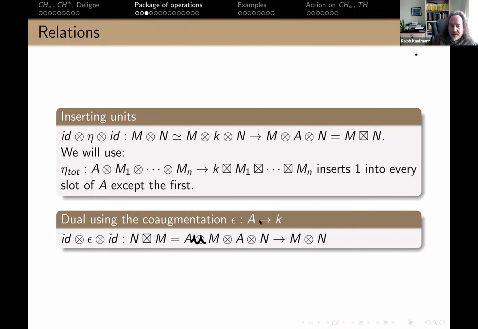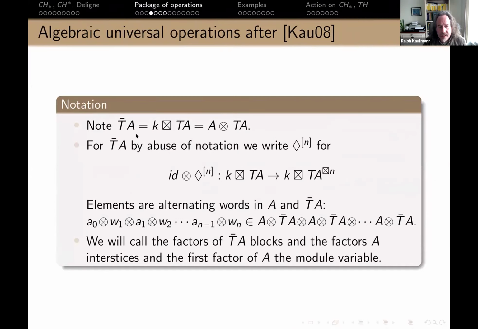All right, so how do these operations work? The first thing is to notice that the reduced tensor algebra is K box times A, which is just A tensor A. And then, as I said, I want to leave the first leading A part alone. So I'll just write this iteration of this lozenge product, leaving this part alone. So it just acts on this guy. And so what do I get? I get alternating words, algebra, word, algebra, word, algebra, word, and the word is always in the reduced tensor algebra. I'll call these T bar A's blocks and the factors of A intricacies.